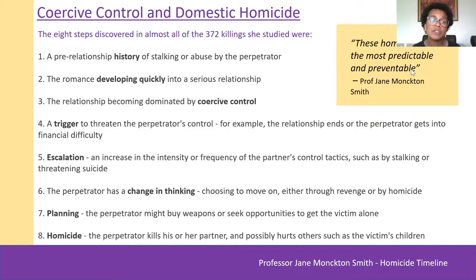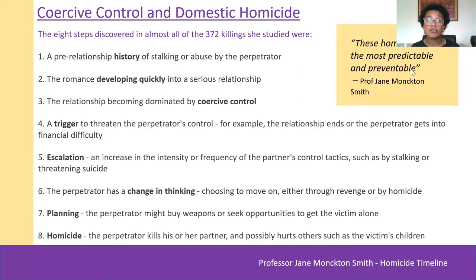So the first stage is a pre-relationship history of stalking or abuse by the perpetrator. When you look at DHRs, domestic homicide reviews, or many domestic homicide cases, you will see that sometimes the perpetrator has a history of abuse. He has stalked previous girlfriends. He has had previous partners call the police about him. Often, not always, there is a history of abuse.